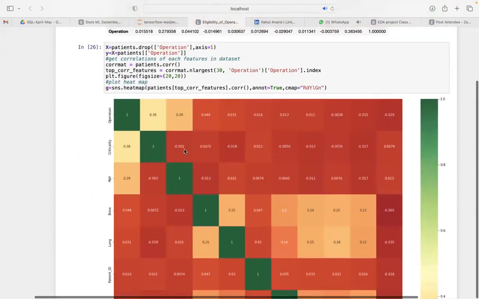and if age and criticality are like negative 0.002, that is fine. But if it is like 90% or 99% and it is falling in the green zone, then that means criticality and age are very highly correlated with each other.